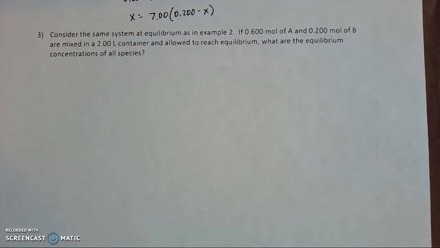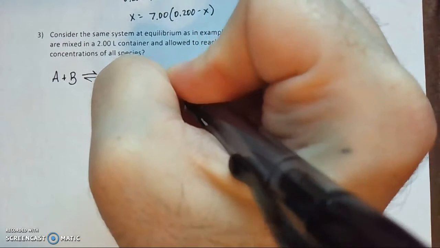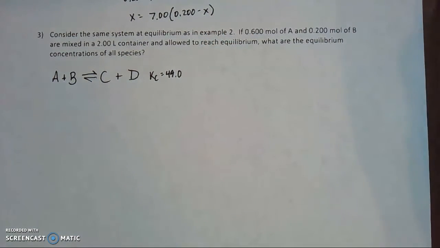On number 3, it says, consider the same system at equilibrium as we had in our previous example on video 1. If we have 0.600 moles of A and 0.200 moles of B, and we mix them in a 2-liter container, and they are allowed to reach equilibrium, what are the equilibrium concentrations of all species? So our equation was A plus B is in equilibrium with C plus D, and our Kc value is given as 49.0. That comes from our previous example.